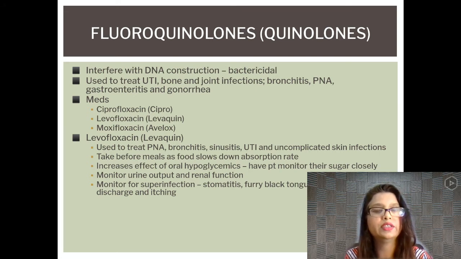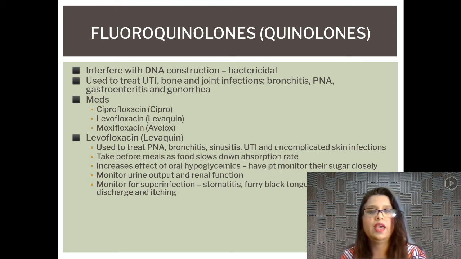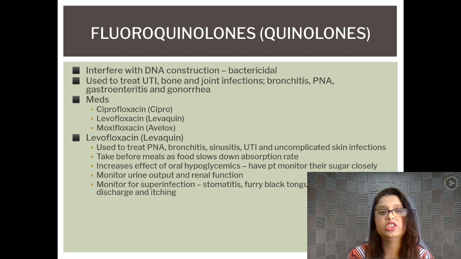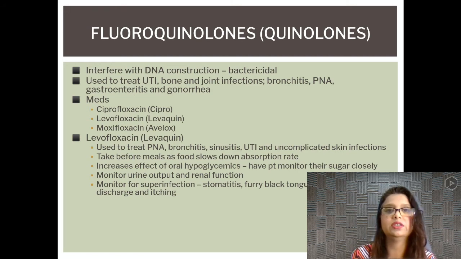Monitor for superinfections, stomatitis, furry black tongue. So if someone has developed a furry black tongue, that is a sign of superinfection, means fungal infection in their mouth. It could be anal and genital discharges and itching. That's just part of fungal infections.